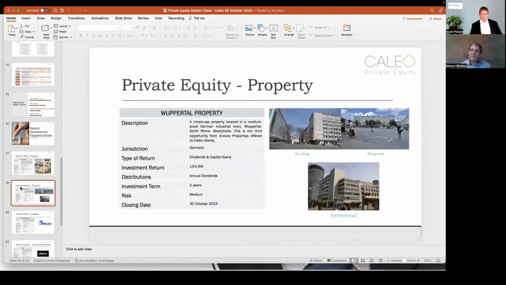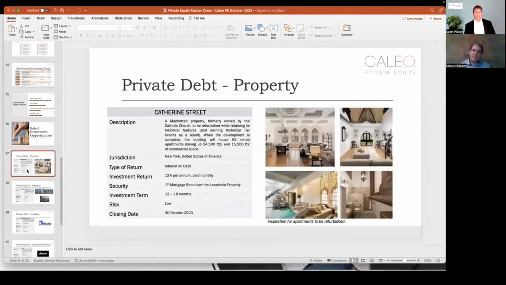Yep, no, completely. Just one thing we forgot to mention here. This building in Germany is, just to remind everyone, this one is a 12% US dollar income return per year.